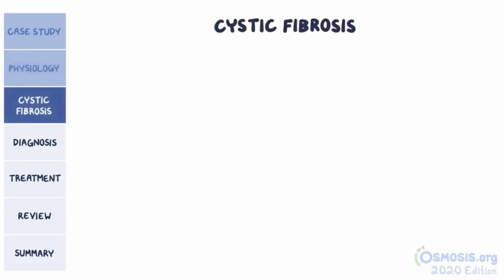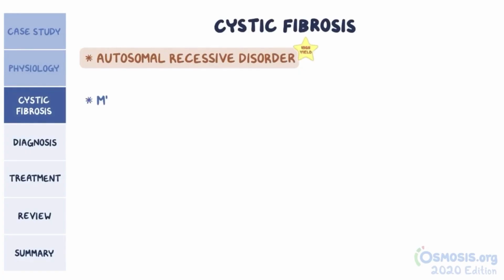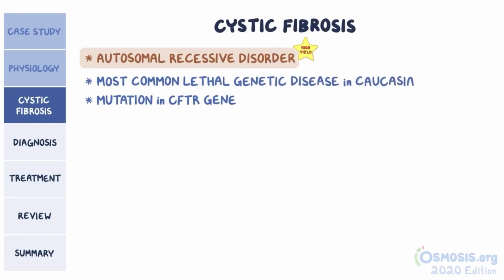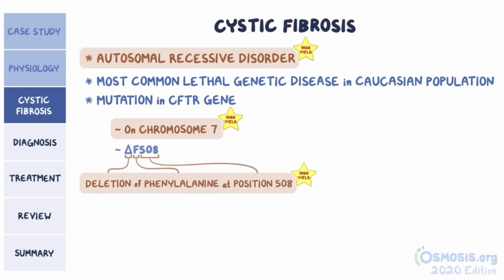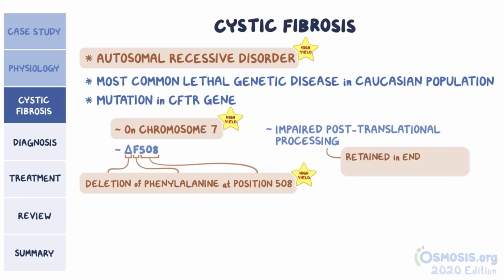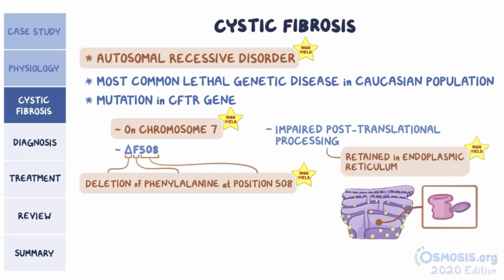Now, cystic fibrosis, or CF, is an autosomal recessive disorder where there's a mutation in the CFTR gene, and it's considered to be the most common lethal genetic disease in the Caucasian population. Keep in mind that the defective gene is located on chromosome 7, and that the defect itself is usually represented by delta F508, an abbreviation that indicates that there's a deletion of 3 nucleotides that code for the phenylalanine at amino acid position 508. Another thing to know is that the delta F508 mutation results in impaired post-translational processing. This means that the protein will be misfolded, and it will not be glycosylated. So it'll be retained in the endoplasmic reticulum, where it's degraded instead of being released to the cell membrane.